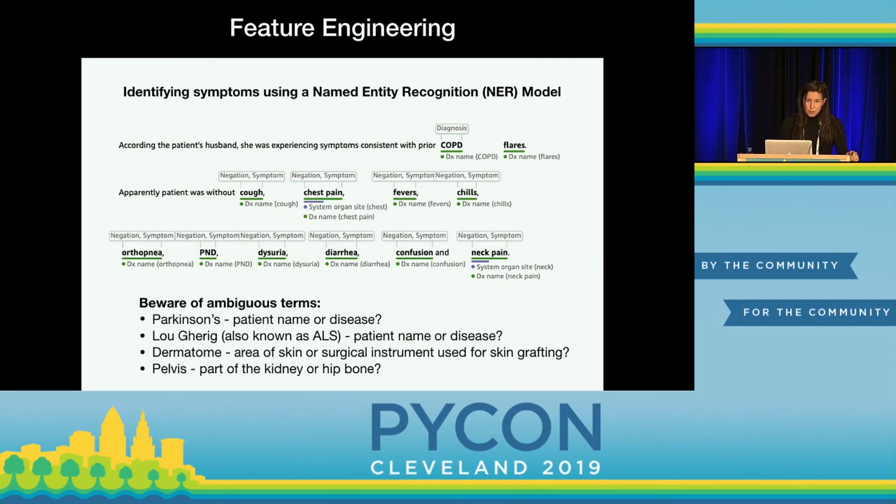We need to be very mindful of ambiguous medical terms when we run our named entity recognition model, because there are some terms that have multiple meanings. For example, Lou Gehrig's disease, which is commonly known as ALS, could be interpreted as a patient name. Dermatome could mean an area of the skin, or it could also be a surgical instrument for skin grafting. And pelvis, believe it or not, has two meanings. It can mean pelvis as in hip bone, or renal pelvis, which is a part of the kidney. When we train our model, we need to account for the many medical abbreviations and ambiguous terms that could be misinterpreted for something else.